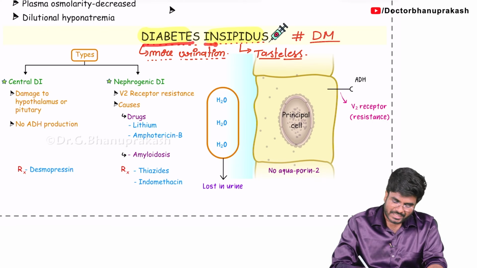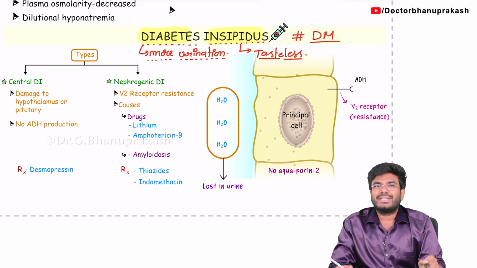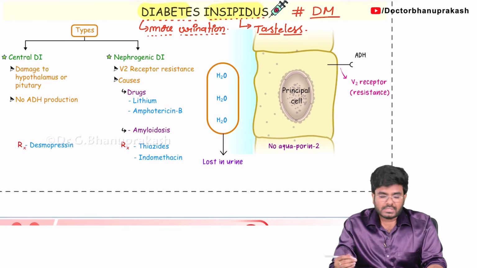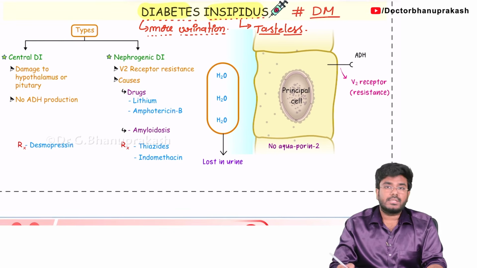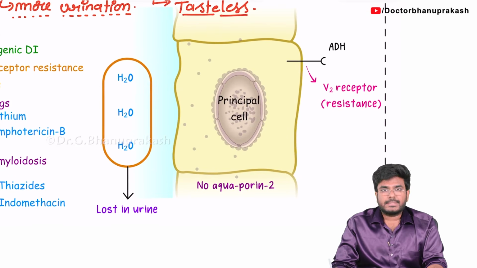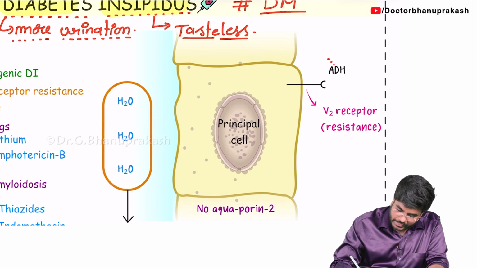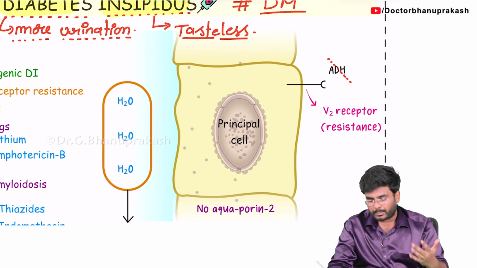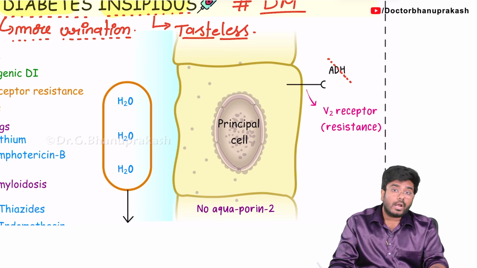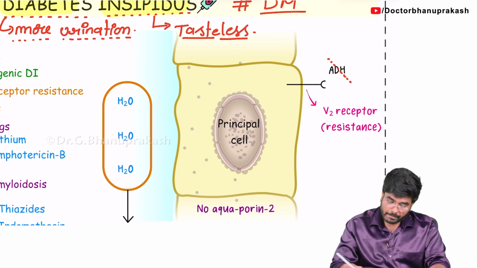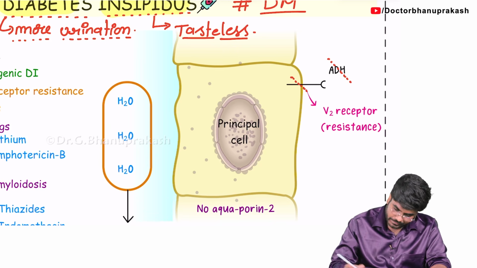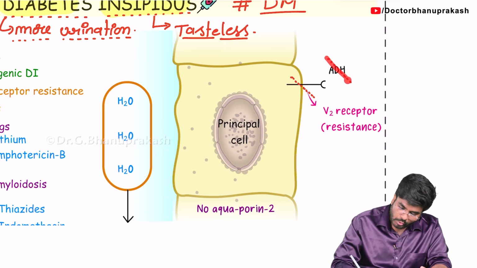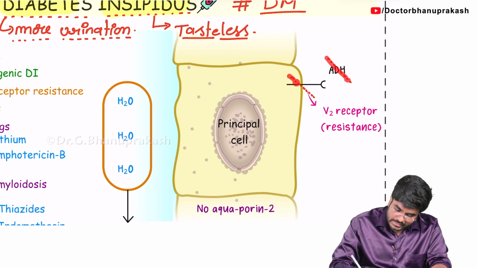Now, diabetes insipidus means the urine that he is producing is tasteless. Why there is no taste, I will explain. So, what is the pathophysiology of diabetes insipidus? See, there are two possibilities. Possibility number one, there is no antidiuretic hormone, because there is some damage to the central nervous system, or the hypothalamus is damaged, or the posterior pituitary is damaged. Or the antidiuretic hormone is there, but the receptor is mutated.